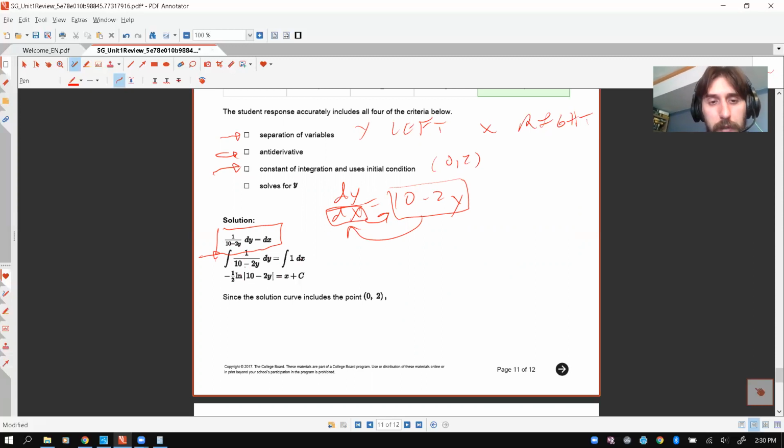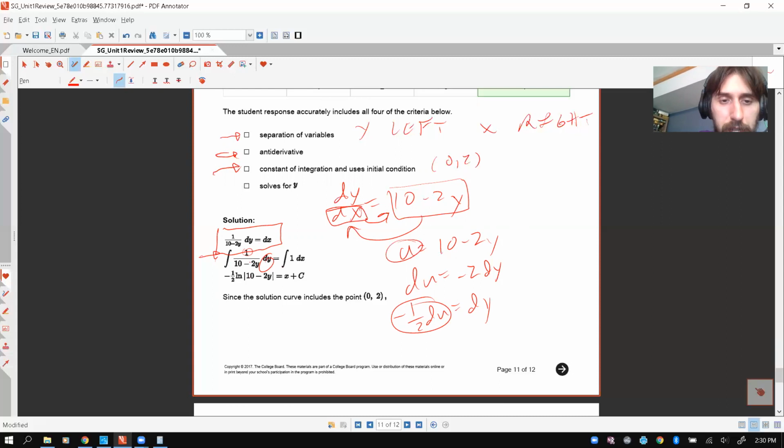And you could do that using u substitution. If you say u is 10 minus 2y, then du is negative 2 dy. And then since there isn't a negative 2 in the numerator, you have to move the negative 2 to the other side by dividing. So you'll get negative 1/2 du is the same as dy. We'll plug this in for dy. We'll plug u in for 10 minus 2y.